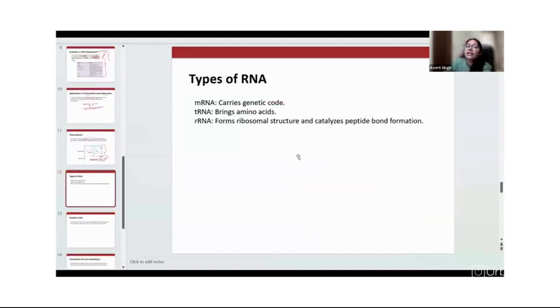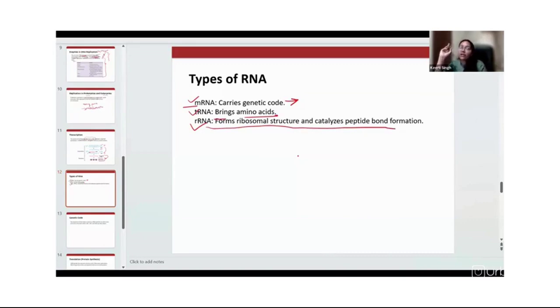In the process of transcription, three types of RNA are involved. The mRNA, known as messenger RNA, carries the genetic code, right? The tRNA brings amino acids. It will work as a molecular vehicle. It will go to and fro and carry the amino acid, right? And the rRNA forms the ribosomal structure and will catalyze the bond formation, right?